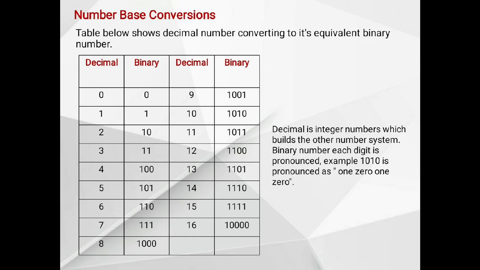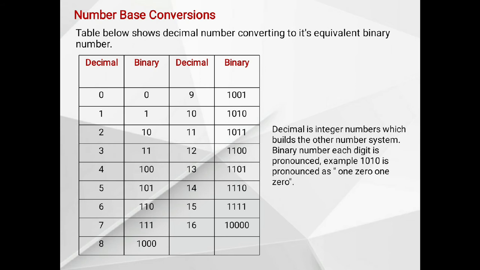Here the decimal number is actually an integer number. These are your normal whole numbers, which are the universally accepted numbers that we users use, like 0, 1, 2, 3, 4, like that. Based on this decimal number system, all the other number systems, that is binary, octal, and hexadecimal, are formed.